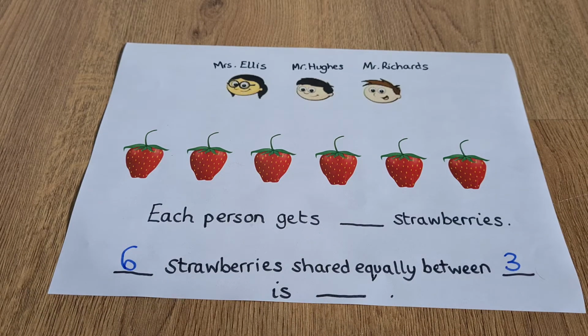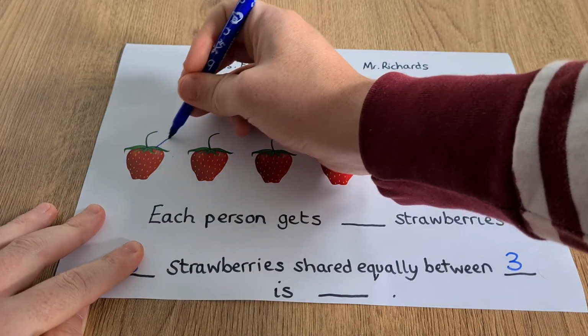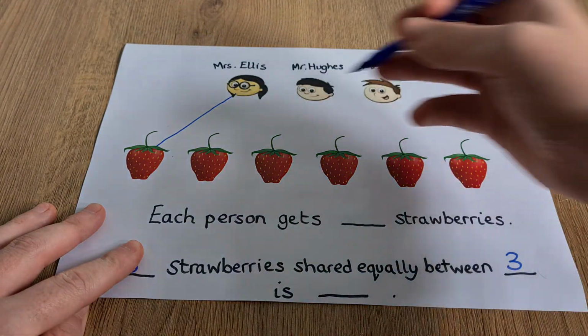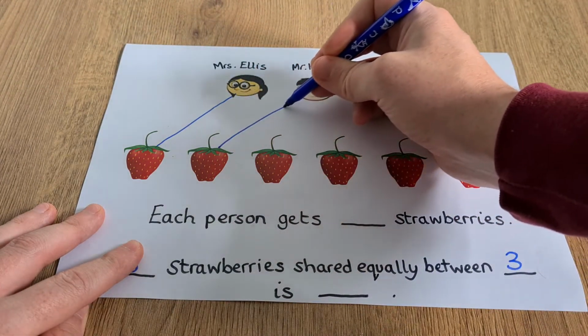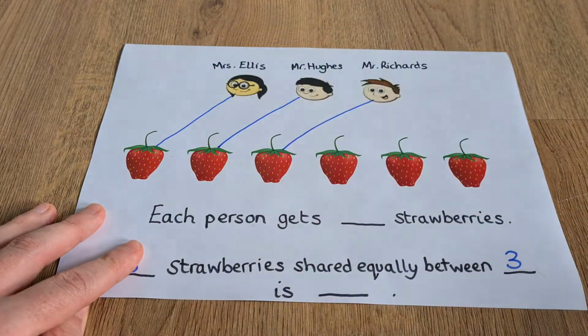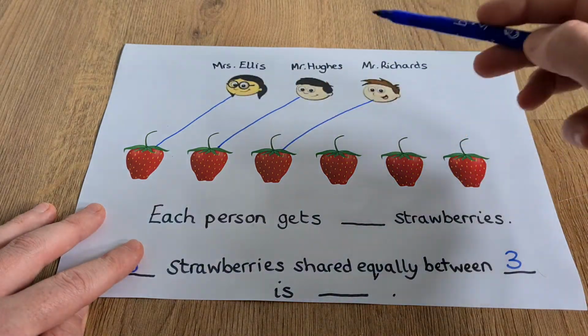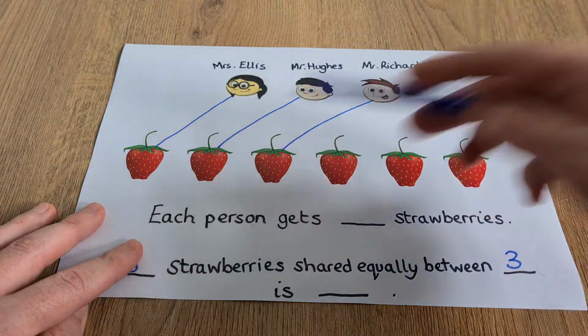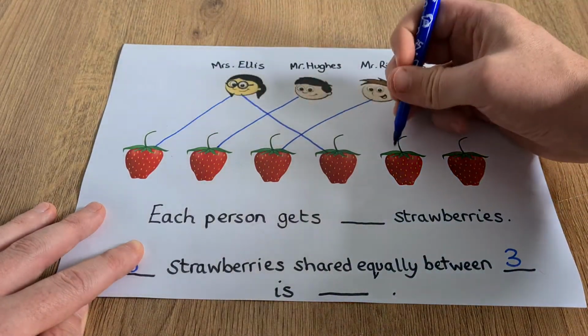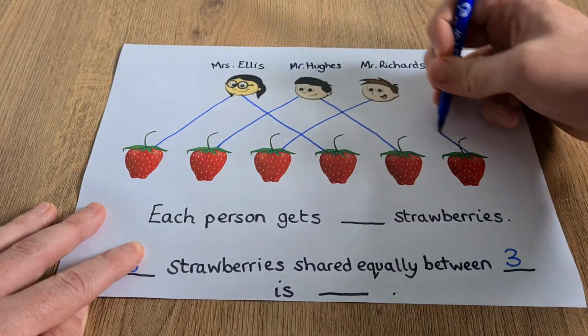So a method that I could use is, I've got my strawberries and I need to make sure I'm sharing them equally. So what I can do is I could draw a line from the first strawberry to Mrs. Ellis. And then the next strawberry, I could draw a line to Mr. Hughes. And then the next one to myself. So you can see we've all got the same so far. We've all got 1 each. And then the next ones, so 1 for Mrs. Ellis, 1 for Mr. Hughes, 1 for me.